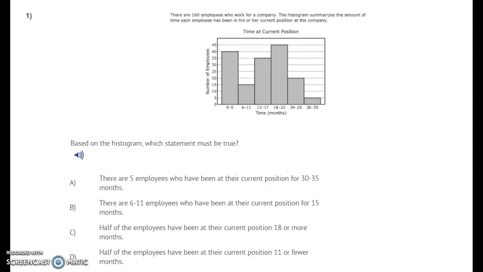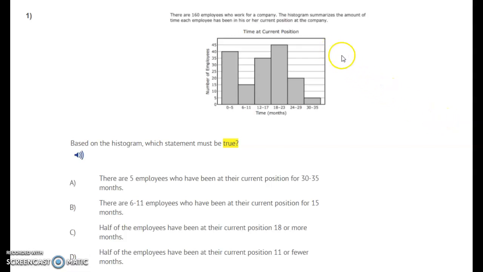Concept review for 6.13a. The first question is a histogram, and it's asking you, based on the histogram, which statement must be true. When we're looking at these questions and it's asking you which statement is true, I would go ahead and underline that, and I would say you're looking for what is true. That's what you're looking for, right?